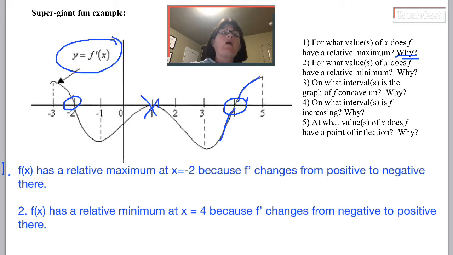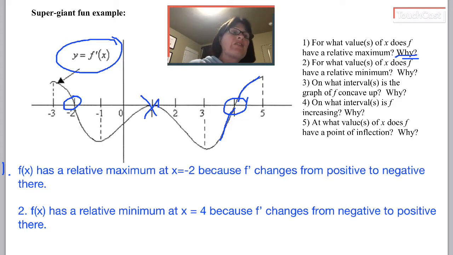Check out number 3. On what interval or intervals is the graph of f concave up? This one takes a little bit of extra work. We have to think about this one because I've been asked a question about f's concavity. To answer questions about f's concavity, I have to think about the second derivative of f, and I haven't been given the second derivative of f. I've been given the first derivative. But the good news is that the second derivative is the derivative of f prime. So I'm going to think about how f prime is changing and use that to answer my question.